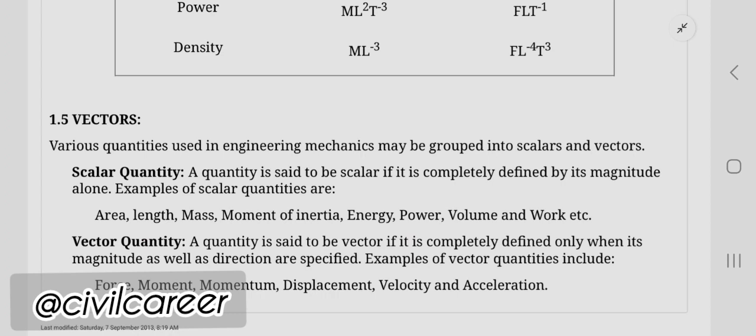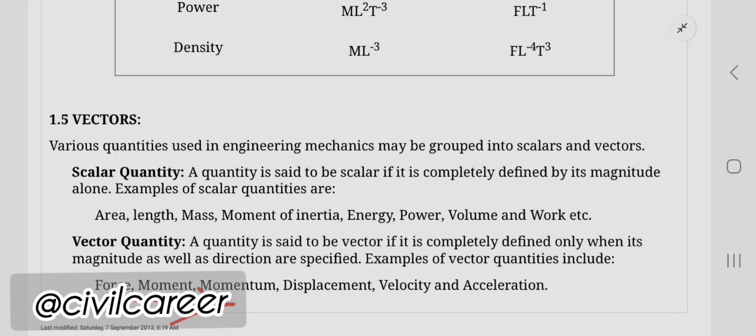Next, vector quantity. A quantity is said to be a vector if it is completely defined only when its magnitude as well as direction are specified. For example, force has both direction and magnitude. Then moment, momentum, displacement, velocity and acceleration.